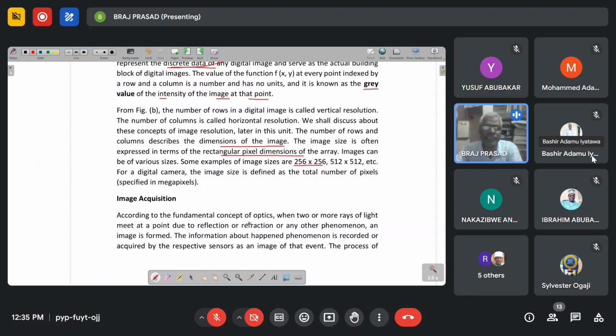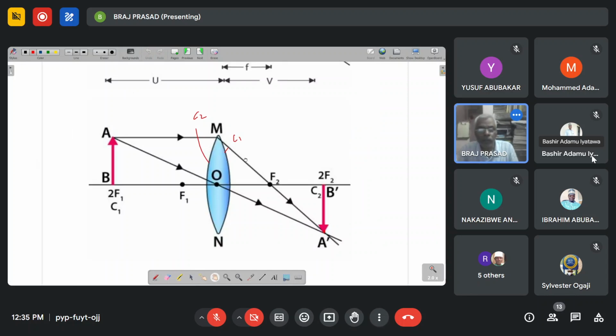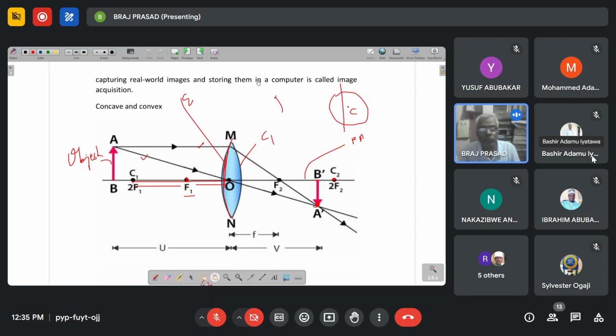So the second term we will use is image acquisition. According to the fundamental concept of optics, when two or more rays of light meet at a point due to reflection or refraction or any other phenomenon, an image is formed. The information about the phenomenon is recorded or acquired by the respective sensors. So sensors or some other device will be used to capture the image of the object. The process of capturing a real world image and storing it in a computer is called image acquisition.